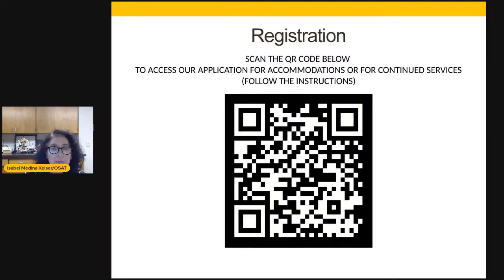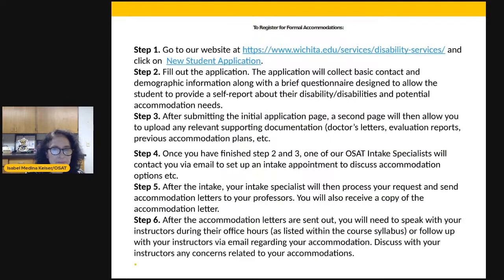Again, I know you're in front of a screen, so please use the QR code that goes to our website. That way you can go specifically to our application for the accommodations for continued services. Then the student needs to follow the instructions. And if we need to, we can put that QR code up again later at the end.